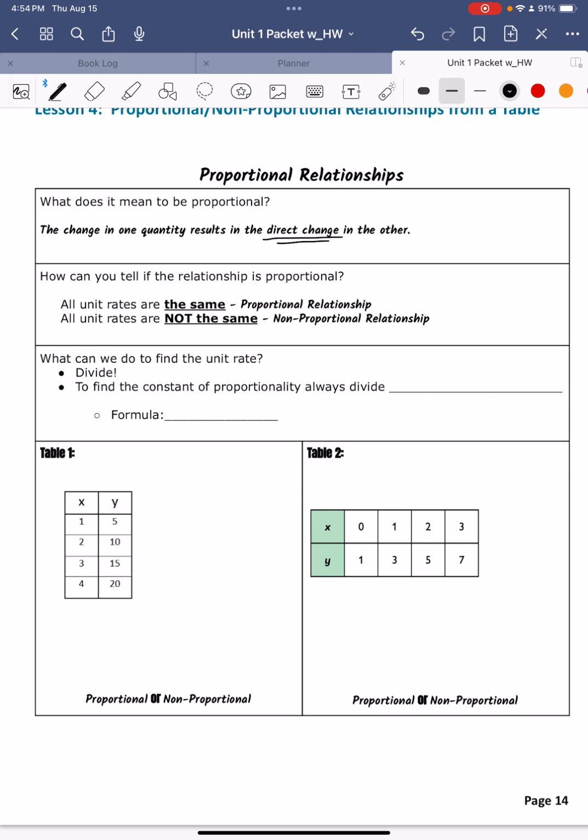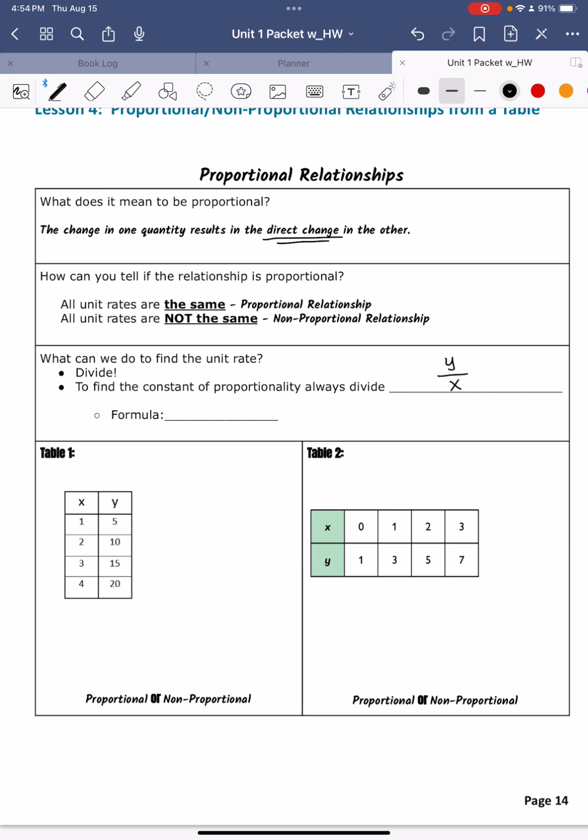If a relationship is proportional, all the unit rates are going to be the same. If it is not proportional, all the unit rates are not going to be the same. What can we do to find this unit rate? Well, this is what we've been doing the past couple of days. We're first always thinking about dividing. Whenever we are asked to find the unit rate, we divide. And to find the constant of proportionality, we are always going to divide y by x.